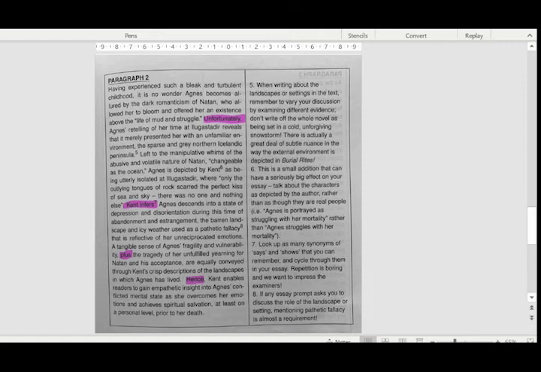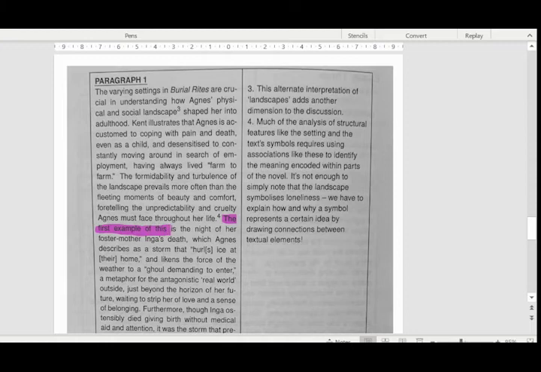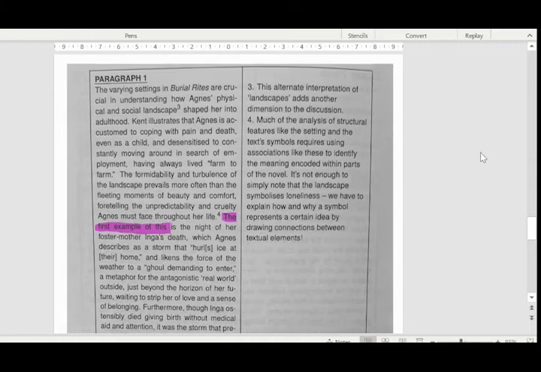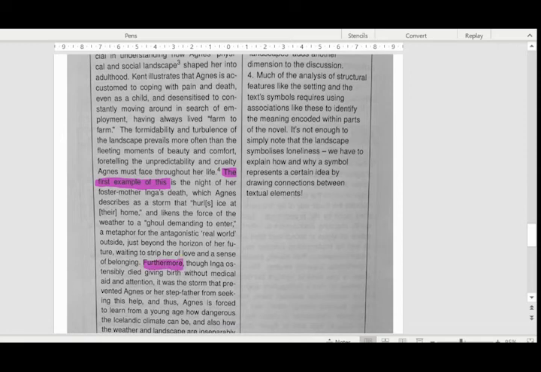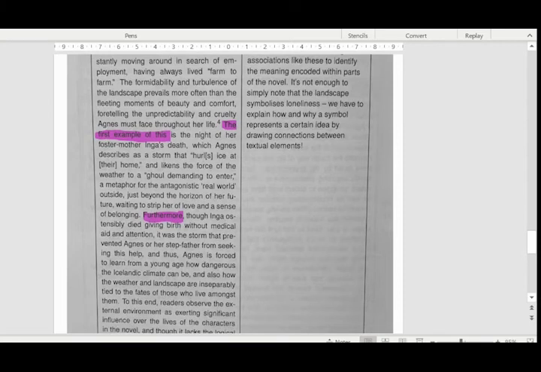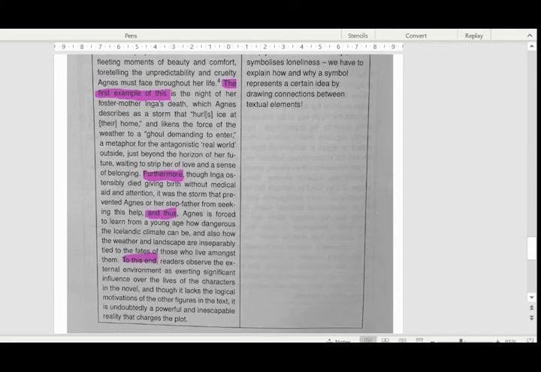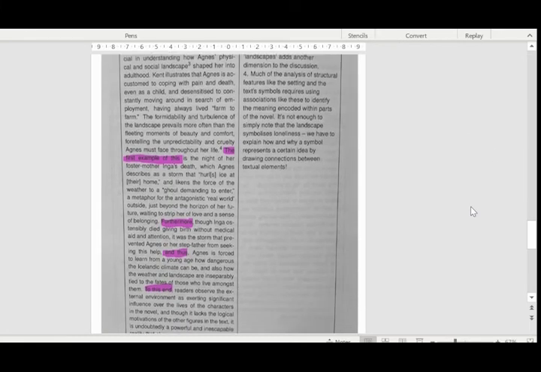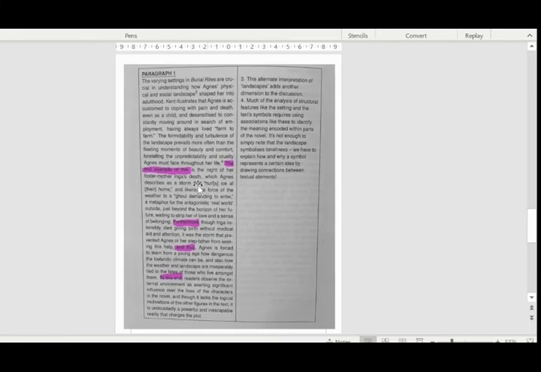If we jump back to the first one, we can see even signposting by saying like the first example of this, and allows us to see. We've got furthermore, and thus, to this end. So again, we can see a couple of different devices through here that are going to allow the work to flow together.